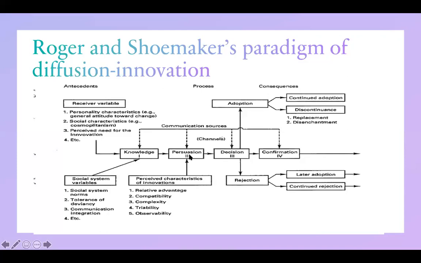The second stage is persuasion. The individual is persuaded, and then he takes the decision either to adopt it or to reject it. And then comes confirmation, where an individual holds on to his decision. Now you see, each of these stages is affected by certain variables that are identified here.